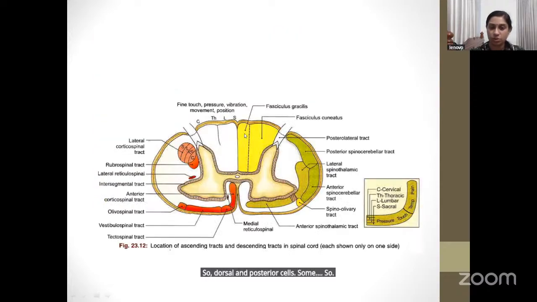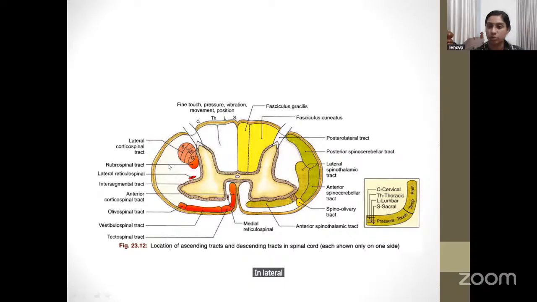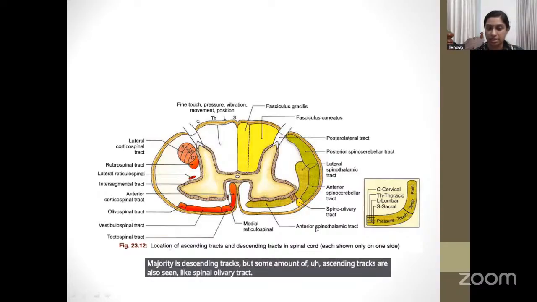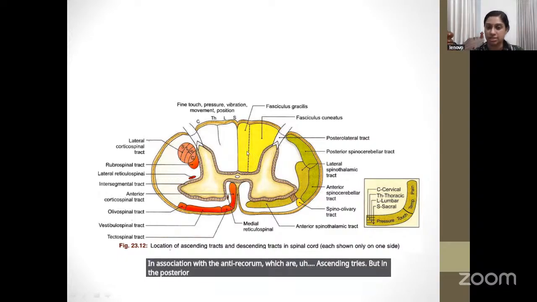One thing we have to notice is that the posterior column contains only ascending tracts, but in the lateral column we can see both ascending as well as descending tracts. In the anterior column the majority are descending tracts, but some ascending tracts are also seen, like the spino-olivary tract. The anterior spinothalamic tract is seen in association with the anterior column, and it is an ascending tract. But in the posterior part of the spinal cord, we can see only ascending tracts.